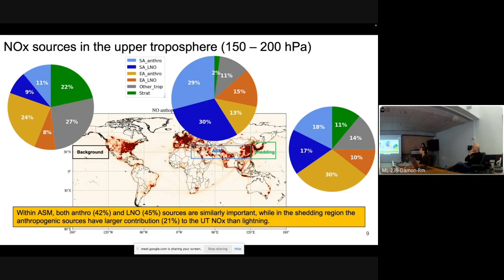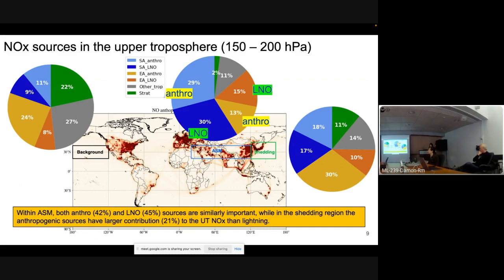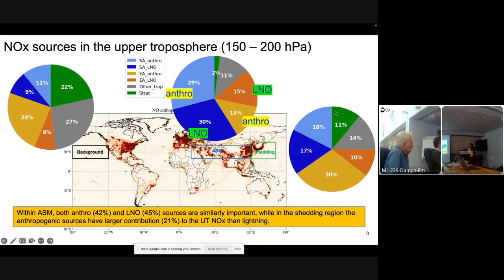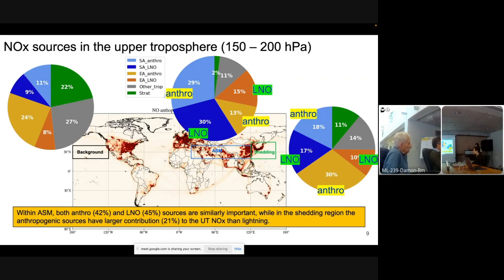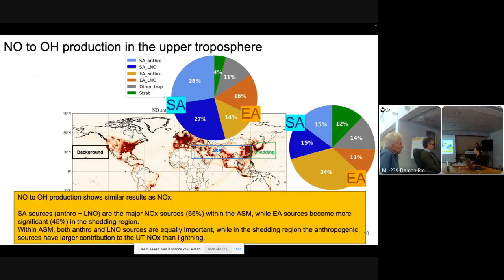Another point is that both the anthropogenic, the lighter colors, and the lightning sources are equally important in the monsoon region. While in the shedding regions, anthropogenic sources have larger contribution to the upper tropospheric NOx, more than 20% more than lightning. Okay.